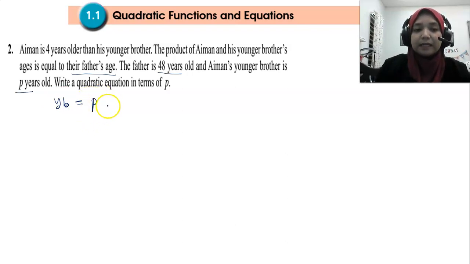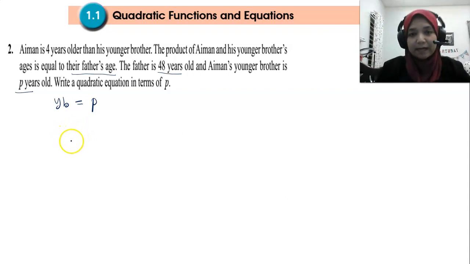So, P ni adalah unknown yang awak kena guna. Dalam kes ni, dia bagi unknown P. So, guna P, jangan tukar lain. Ikut je cakap soalan. Sebab kalau awak tukar, mungkin markah boleh ditolak. Saya kata mungkin sebab kita tak tahu macam mana keadaan pemarkahan untuk SSM yang baru. Okay, so P is your unknown now.